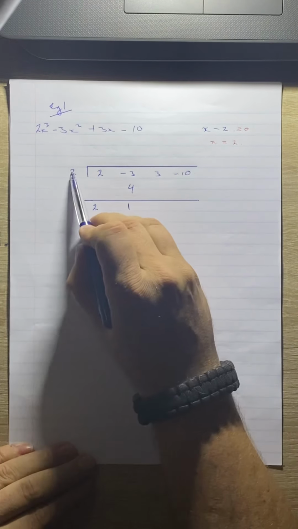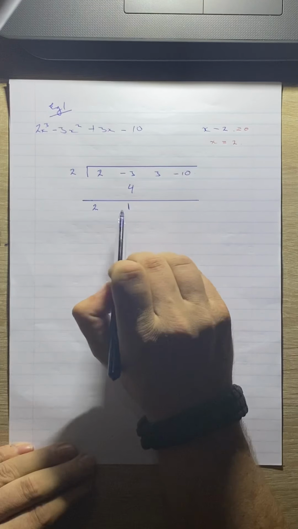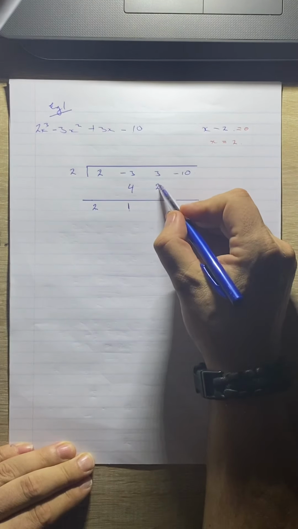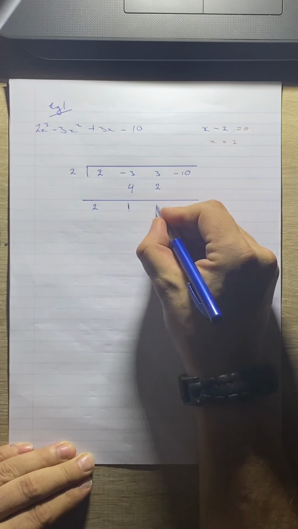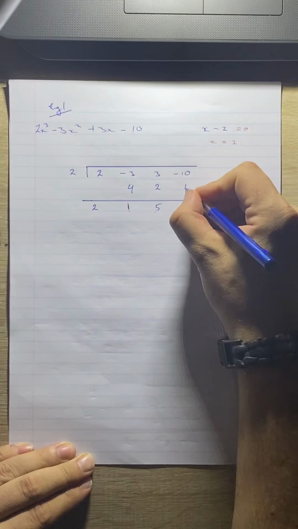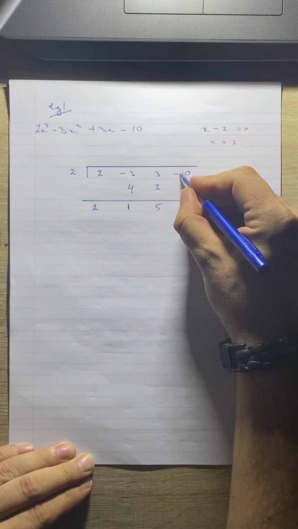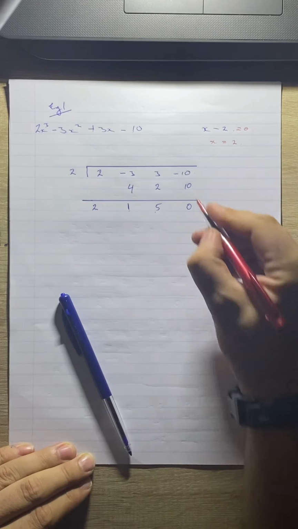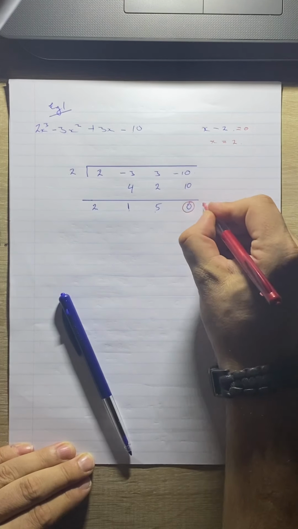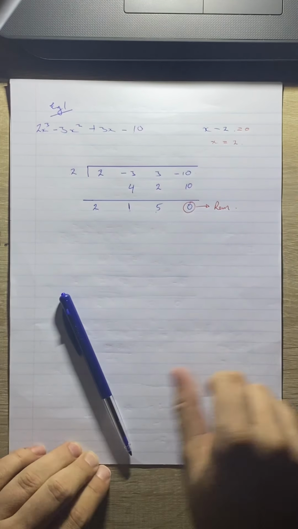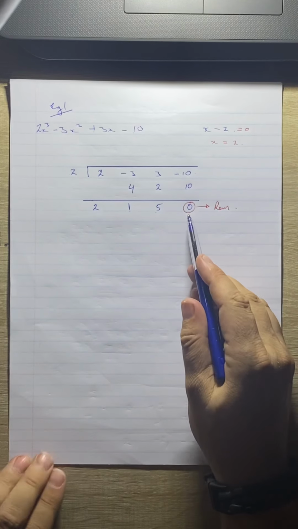Then again, I take this times this. So 2 times 1 gives me 2. Then I work out what the sum of this is. So 3 plus 2 is 5. Then I take that times that gives me 10. Then I work out the sum of this. So minus 10 plus 10 is 0. Now, this last thing that you always get at the end here is your remainder. Okay, so you can see we're getting a remainder of 0.